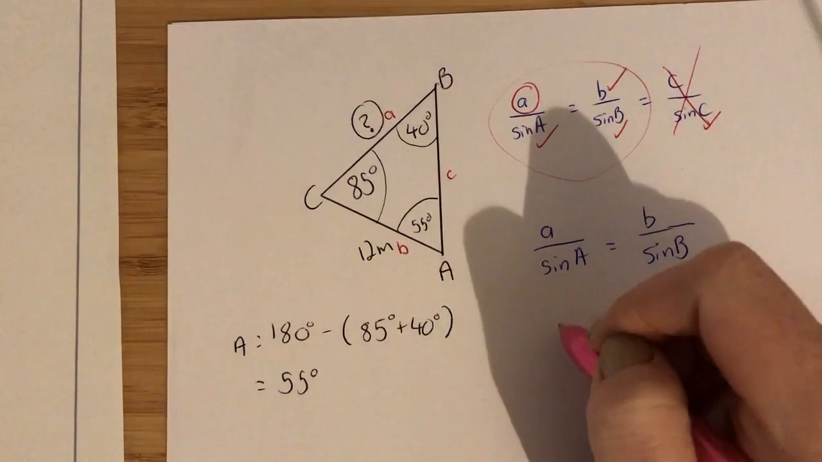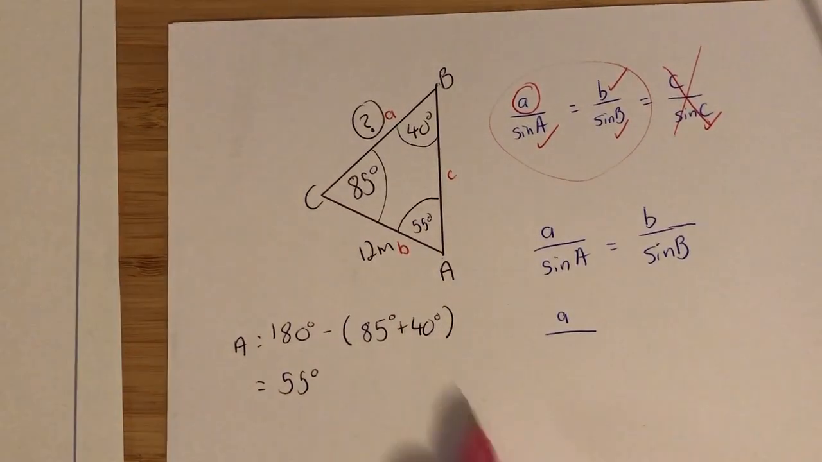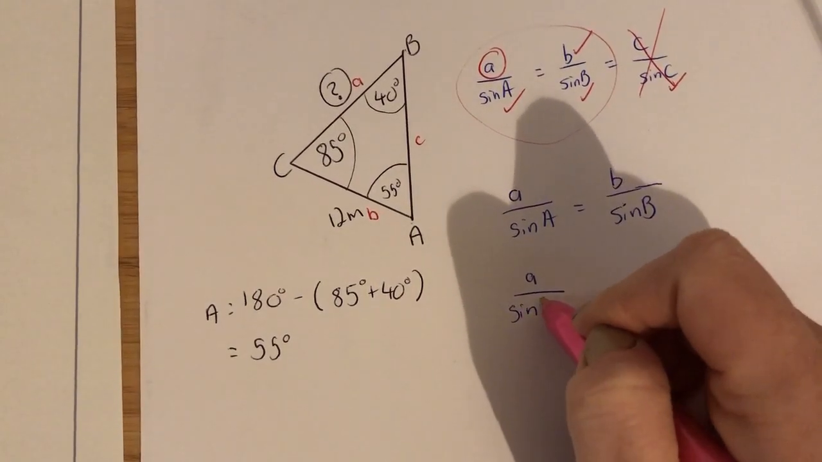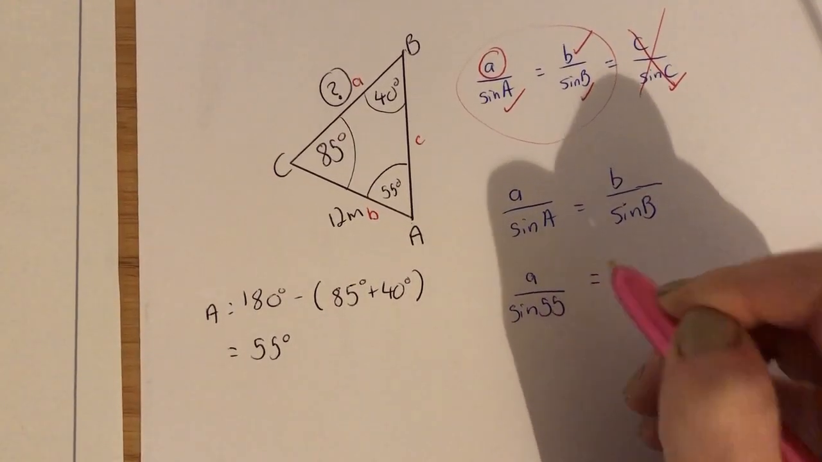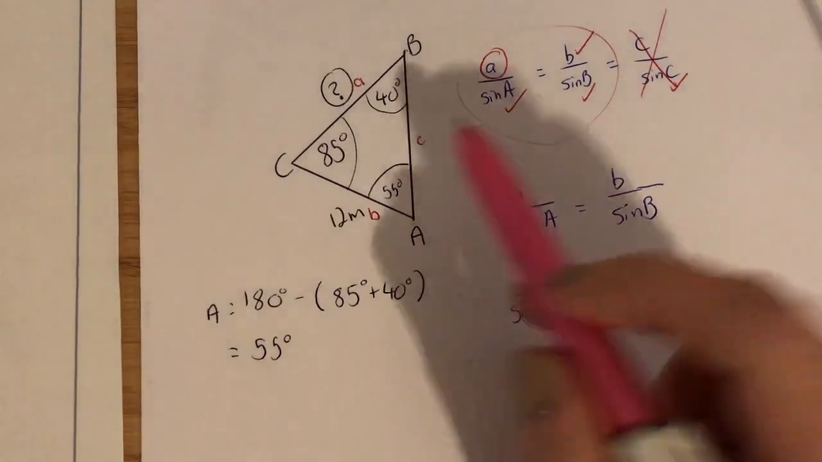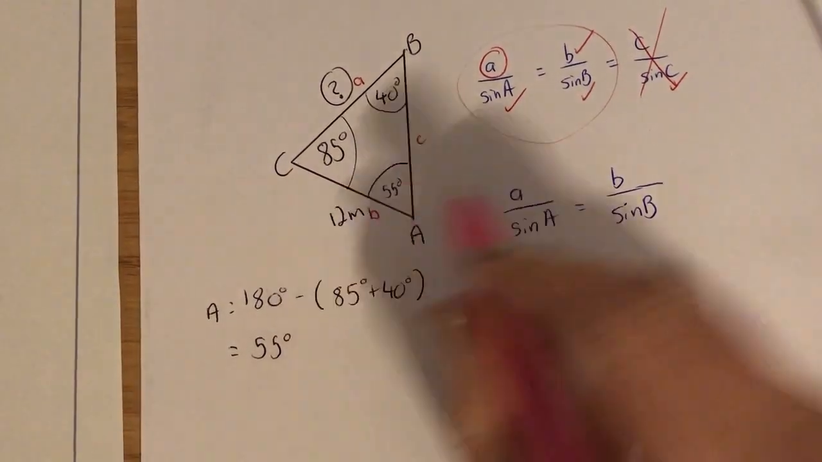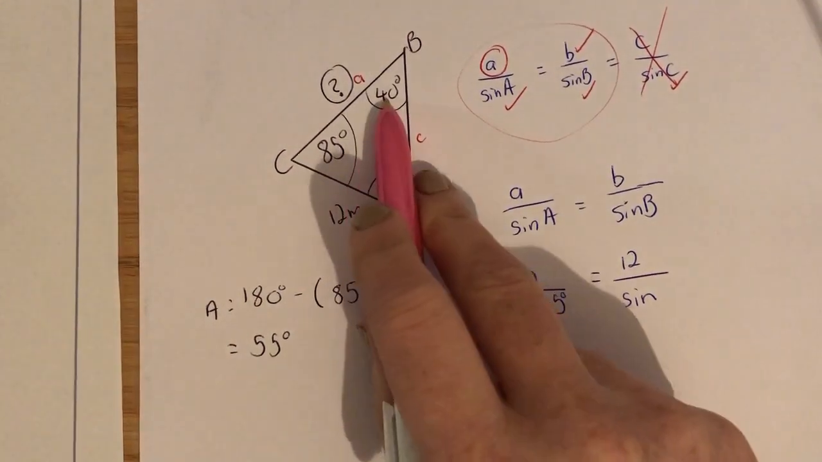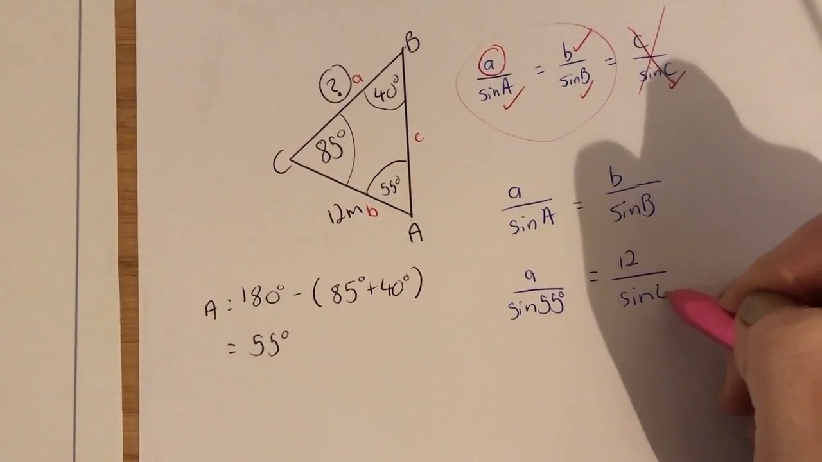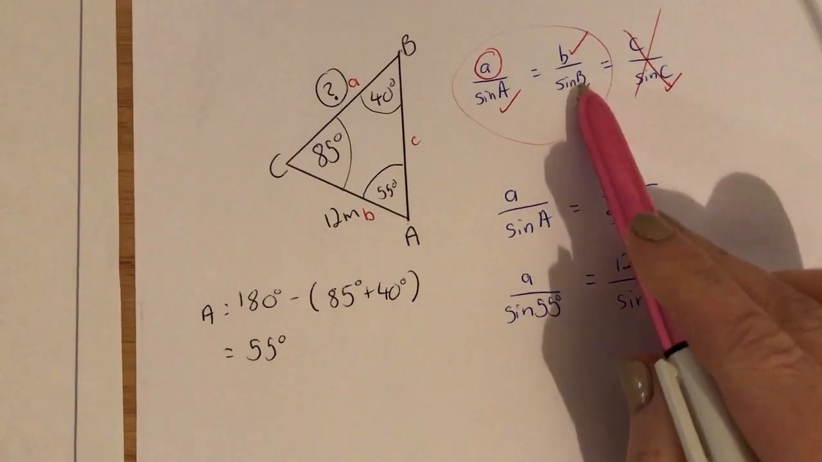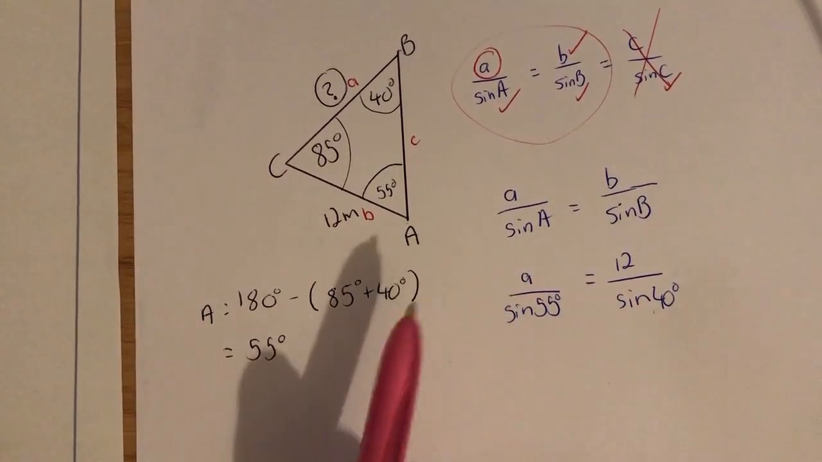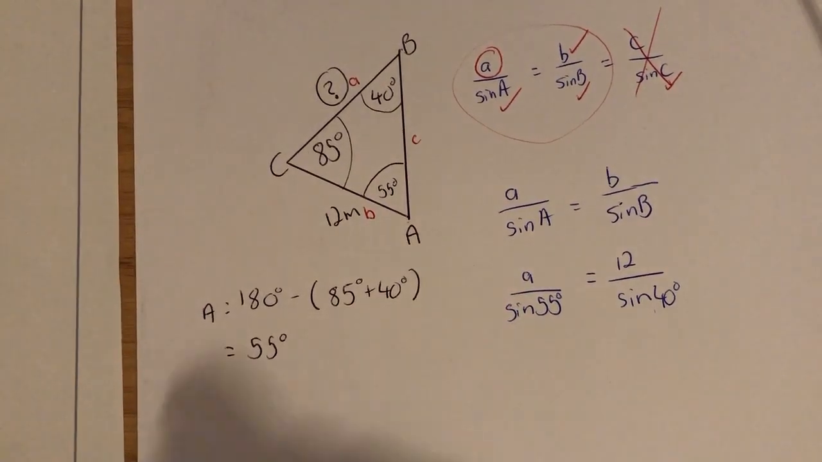So A we don't know, so we're just going to write that again. Over sine A, that'll be sine 55, because the angle A is 55, equals B is 12, this side, so 12 over sine, and the angle B is 40. So we've just substituted in everything that we ticked that we had, those three there, 1, 2, 3. Now to get A by itself, right now it's A divided by sine 55.